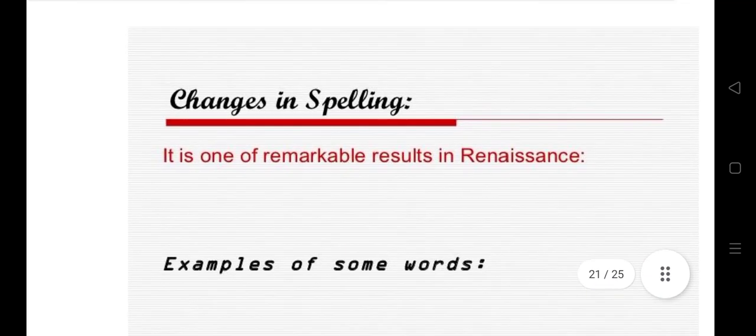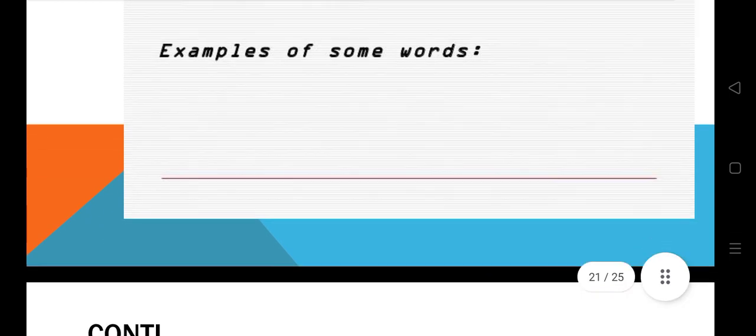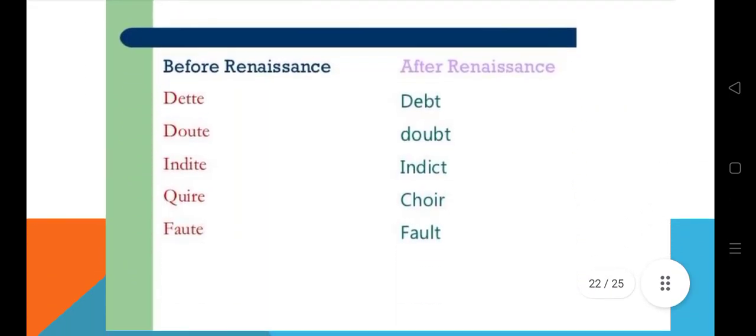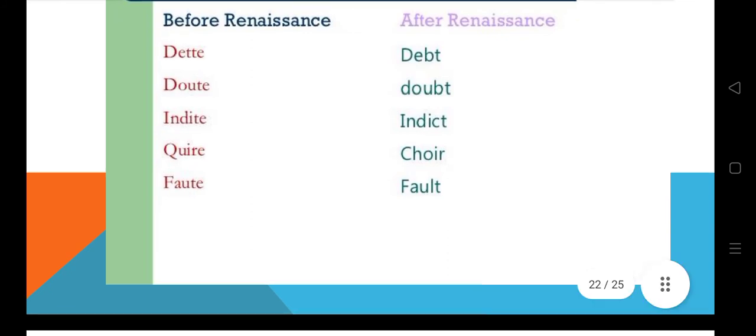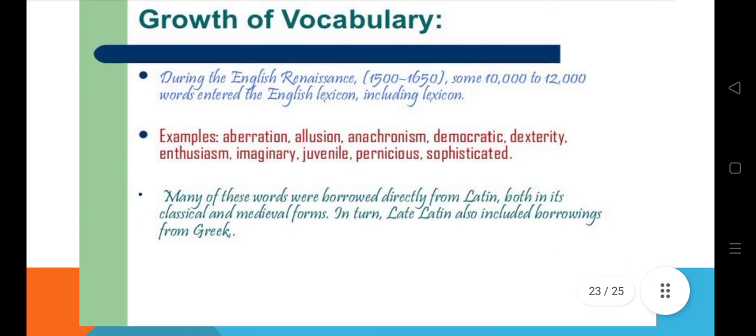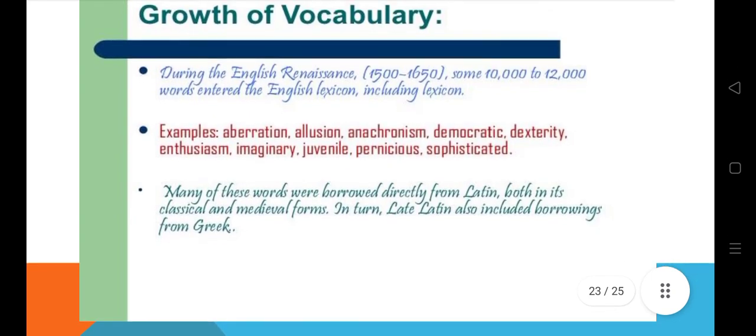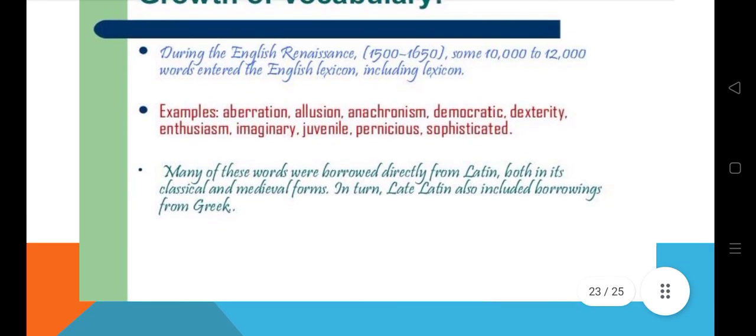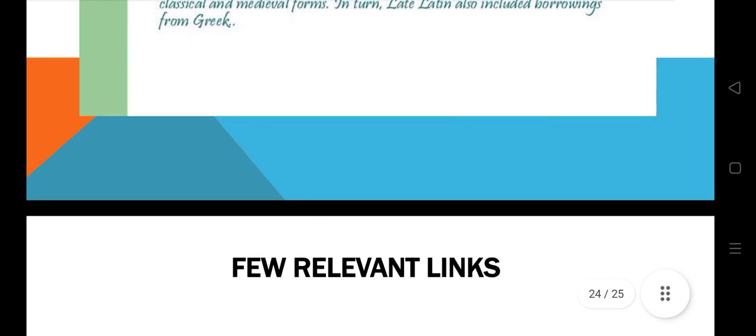Now we'll see changes in spelling. We already discussed them, and we see some examples: the changes in spelling before the Renaissance and after the Renaissance. Debt: the modern spelling is DEBT, and before the Renaissance it was DETTE. There are more examples over there. Growth of vocabulary, as I already told you, many words were borrowed from other languages to enrich the vocabulary of the English language.